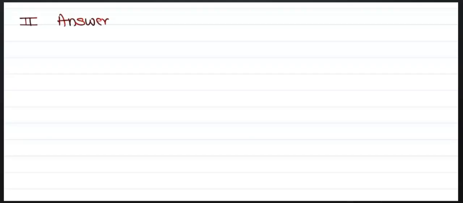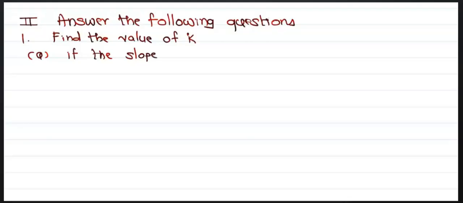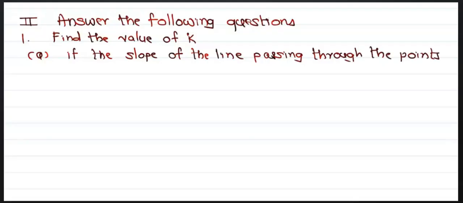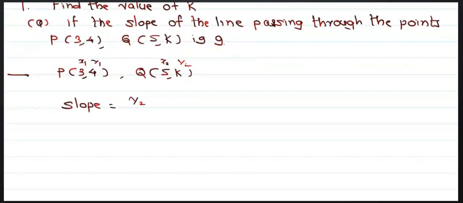Now the question number 2. Answer the following questions. Find the value of k if the slope of the line passing through the points P(3, 4) and Q(5, k) is 9. It is a very simple question, a 10th standard question.